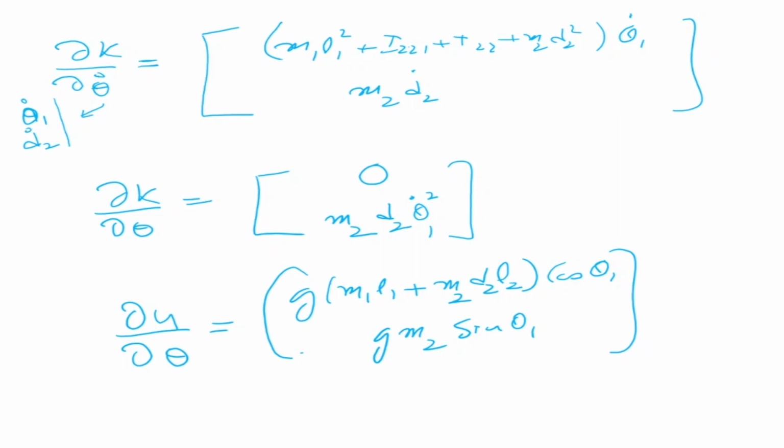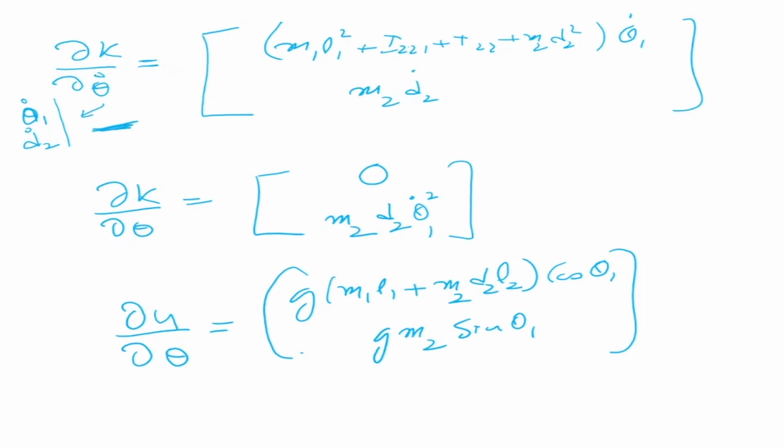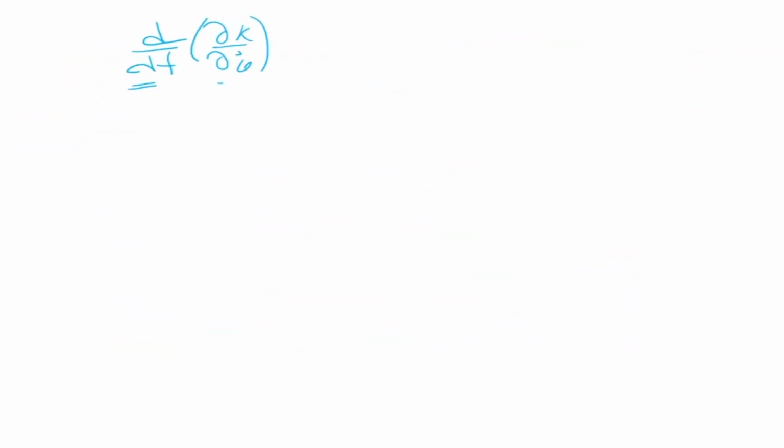Now, what do we do now? We got to put it into this equation. What was the equation? d dt of dk by d theta dot. Okay, this term we need to do d dt of dk by d theta dot. We simplified it. So it is dk by d theta dot we found here, and I have to do d dt of that now.